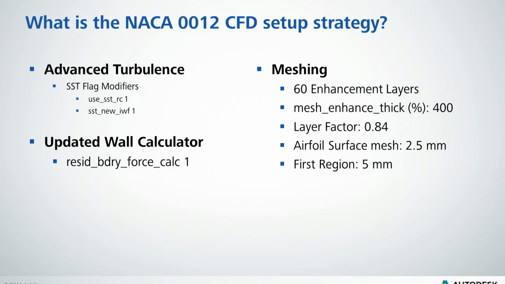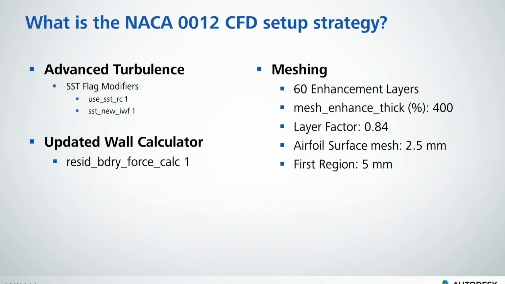Okay, so if you have a layer factor of 0.84 and a mesh enhanced thick flag set at 400, basically it's 400% of that layer factor value. So you're growing it by 4x. Then we applied a surface mesh or edge mesh really of 2.5 millimeters, and that grew double to the next surface, and then grew and grew and grew to expand outwards from there.